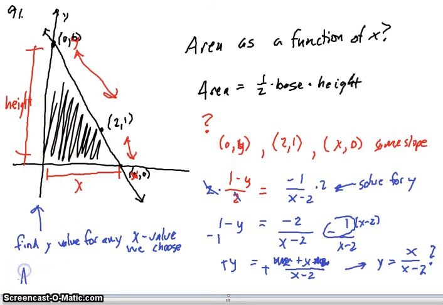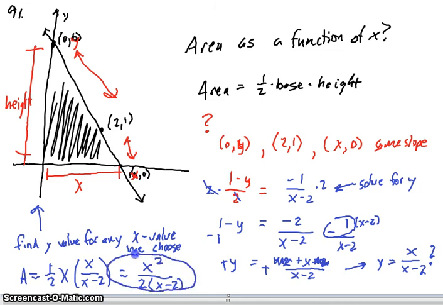So to find area, you take 1/2 the length, which is x, times the height, which is x over x minus 2, and you simplify that by multiplying where you can. This is a numerator, this is a numerator, and you multiply that numerator, so you get x squared over, here's a denominator, and this factor is a denominator, so it's 2 times (x minus 2). And there is your area function.